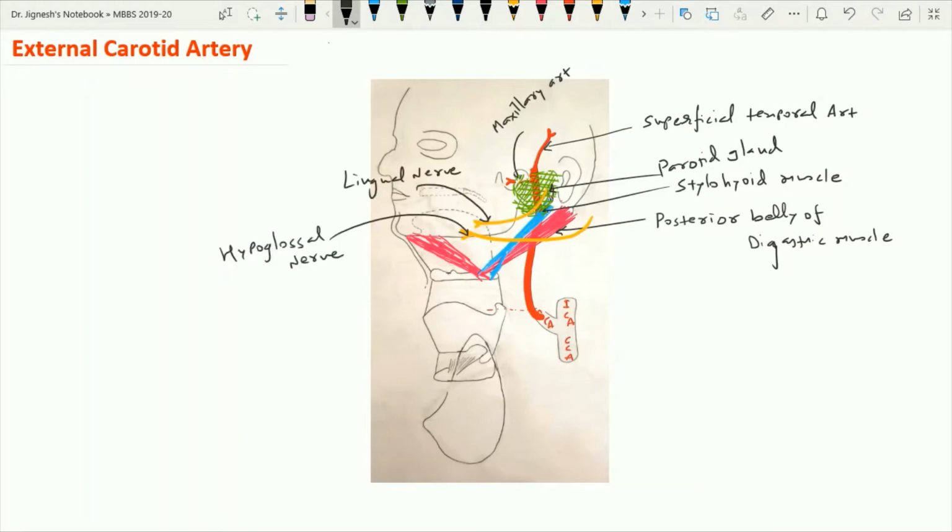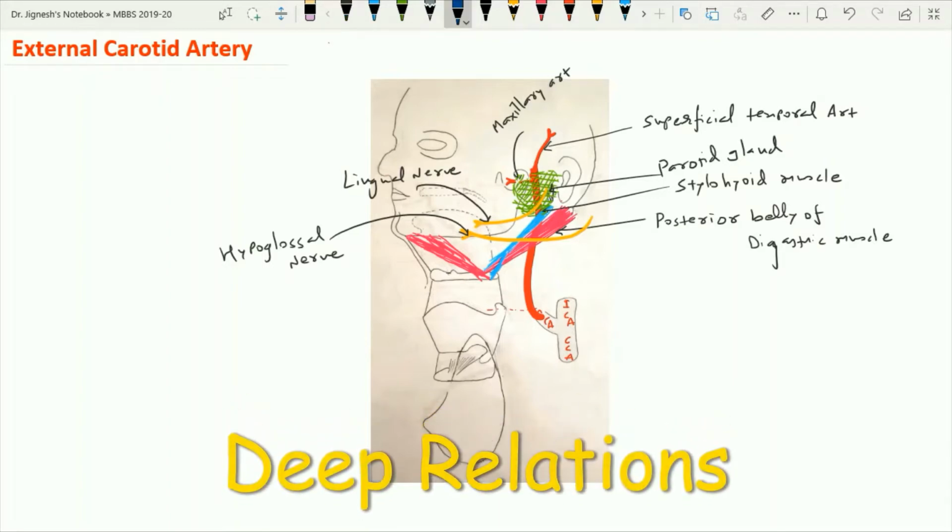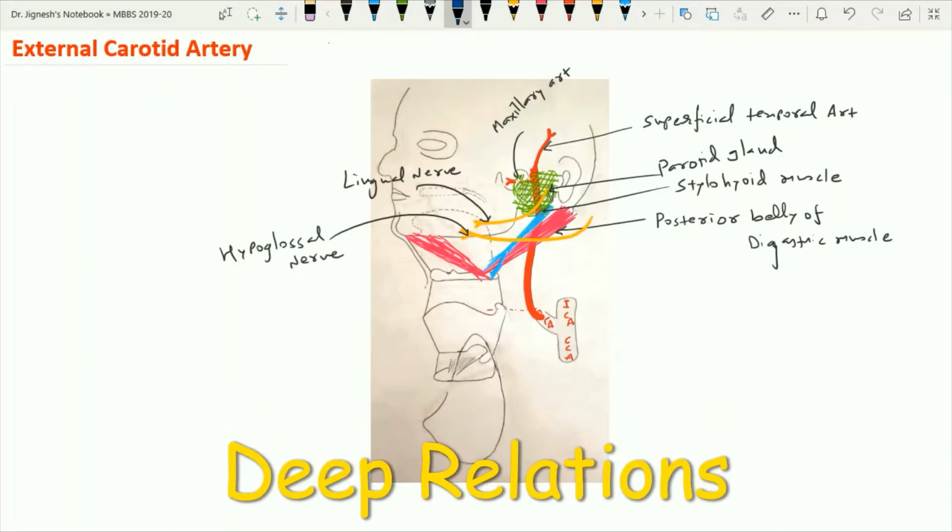As it passes upward, it passes through the substance of the parotid gland. So this part of the parotid gland is also superficial to the external carotid artery. Within the parotid gland, it is superficially related to the retromandibular vein as well as the facial nerve. When we see the deep relations of this external carotid artery, the constrictor muscles of the pharynx lie deep to this artery.